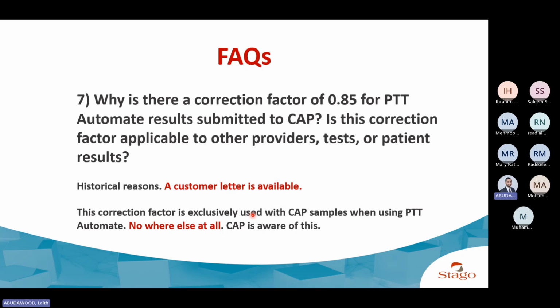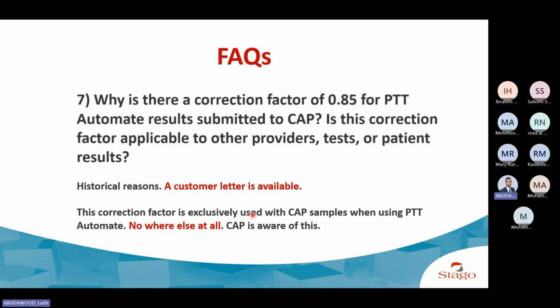So when PTT Automate was introduced, there were very few participants. So they needed to compare PTT Automate results to CKPrest results. And PTT Automate results are usually higher than CKPrest. So there was an agreement between CAP and Stago that the customers will multiply by 0.85 for PTT Automate, and then submit the results, and we will compare PTT Automate to CKPrest. But that was a very long time back. Now there is no need because a lot of people use PTT Automate, but unfortunately this practice is stuck.